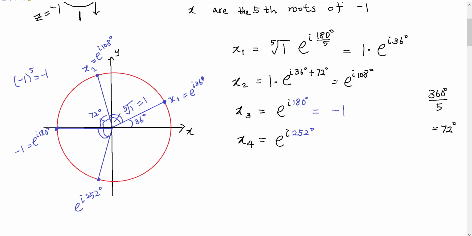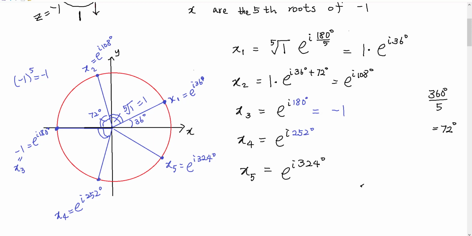And the next one is x5, the final fifth root of negative 1: e to the i, 252 plus 72, 324 degrees, which is somewhere here. And this is x5, e to the i 324 degrees. And that's x4. And x3 is negative 1 because negative 1 itself is a fifth root of negative 1.